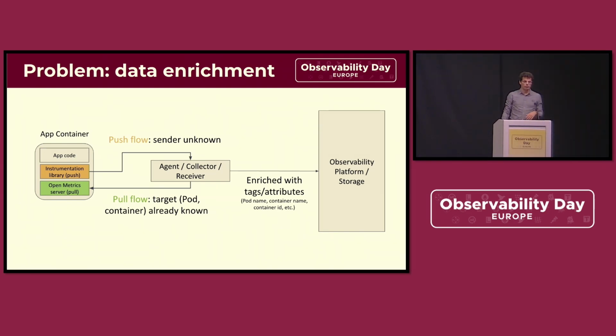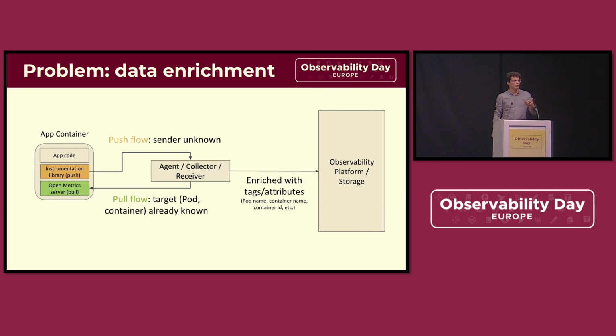Usually when you're submitting observability data, there are two main flows. Either a pull flow in which the target is known, like acquired from discovery, from an API or from configuration, and so you know your target and you know the pod name, pod UID, and things like that. This is typically the case for Prometheus or OpenMetrics endpoints.